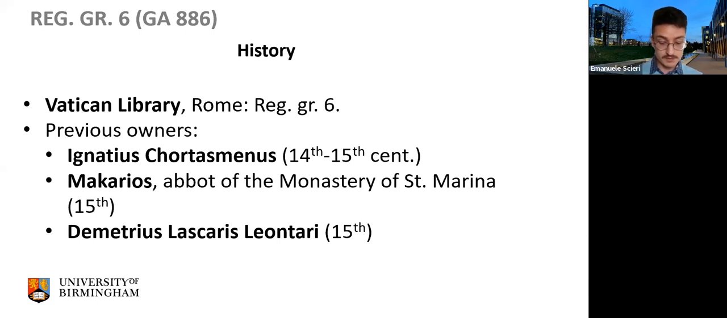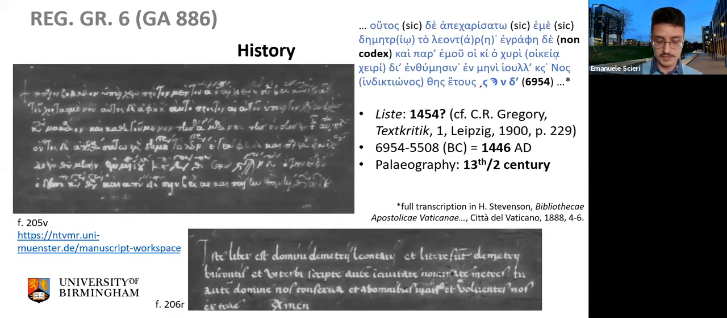Currently, the manuscript is housed at the Vatican Library in Rome under the shelf mark Reginensis Graecus 6. Its previous owners included Ignatius Cortasmenus, Macarius, abbot of the monastery of San Marina, and Demetrius Lascaris Leontaris. This information is provided in a note in Greek at the end of the text of Acts, and a Latin note on the next page.